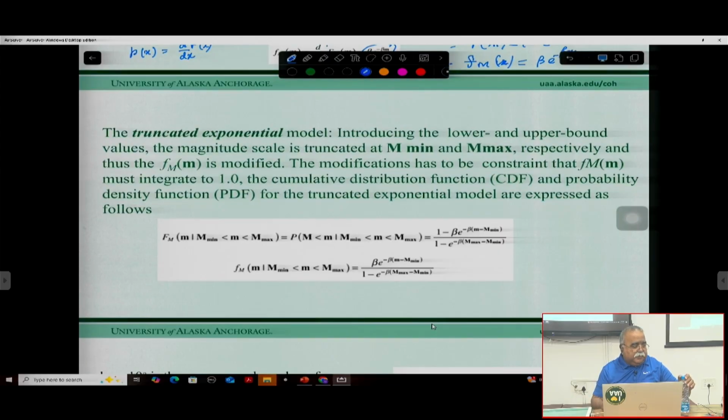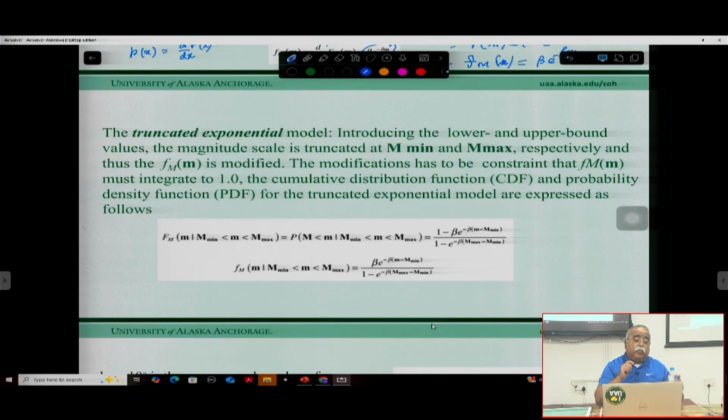So that's the definition of the things, and as I said, we are truncating it, right? Basically we are doing it from m min to m max. That zone is what we are trying to consider. We are trying to calculate the probability that if the fault ruptures, then that rupture will be between m min and m max, right? This is what we call a truncated probability.